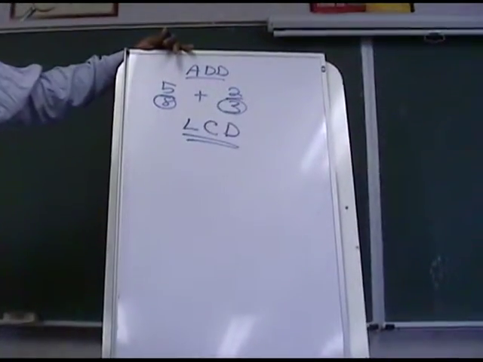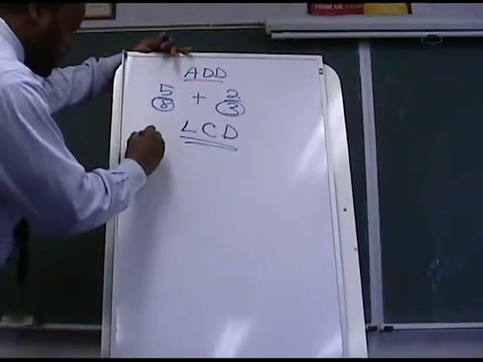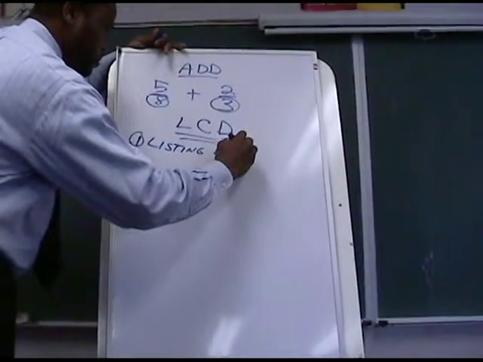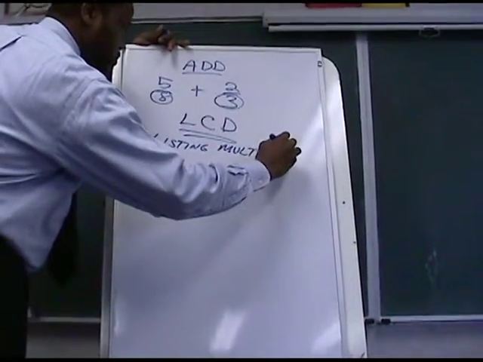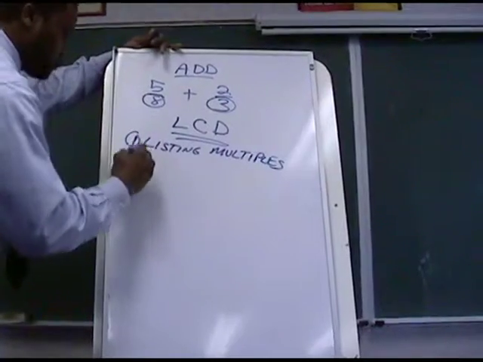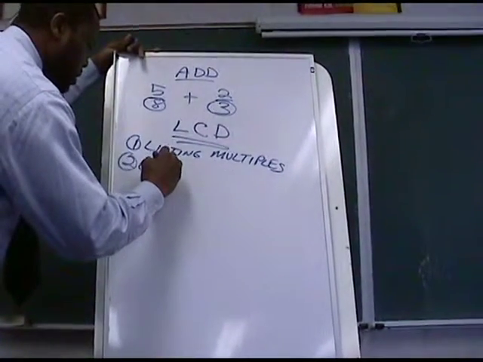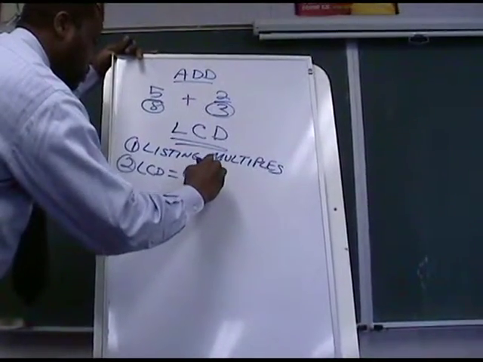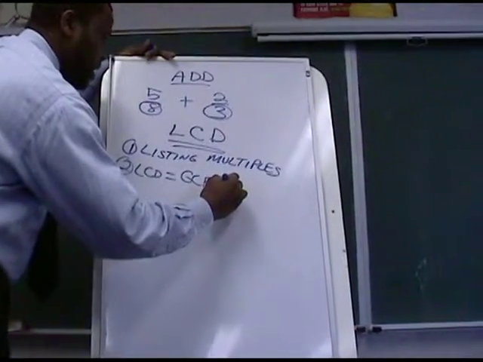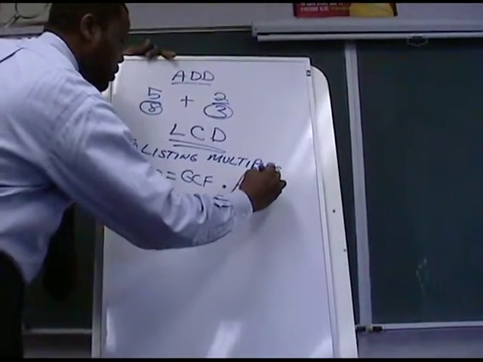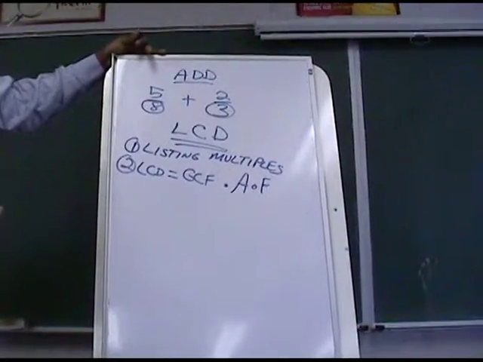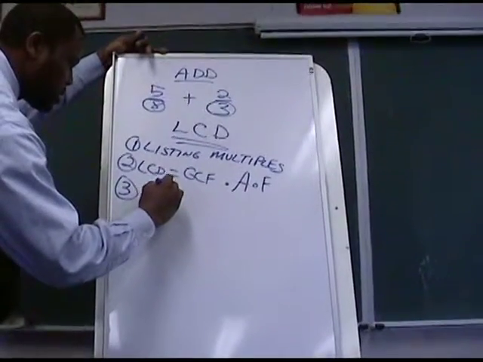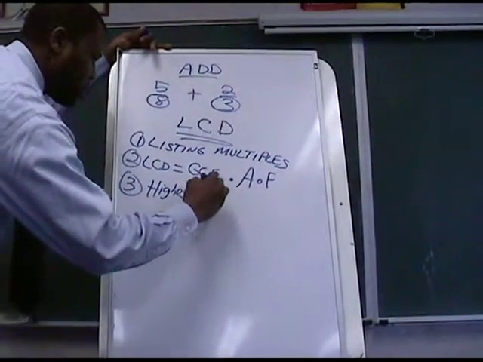Now, in class, I've shown 3 ways to find the least common denominator. The first way is listing multiples. The second way is the formula that we use: LCD or LCM is equal to the GCF, which is the greatest common factor, times all other factors. The third way to find the least common denominator is highest power.